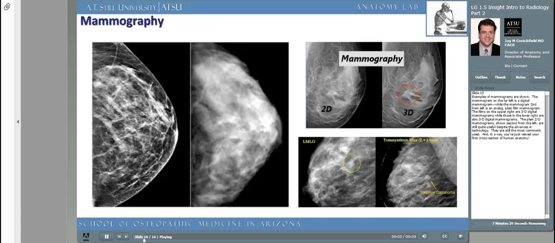Examples of mammograms are shown. The mammogram on the far left is a digital mammogram, while the mammogram second from left is an analog plain film mammogram. The films on the upper right are 3D digital mammograms, while those in the lower right are also 3D digital mammograms. The plain two-dimensional mammograms, shown second from the left, are still quite useful today despite the other advances in technology. They are still the most commonly used, and in a way, you've just viewed your first cross-section of human anatomy.